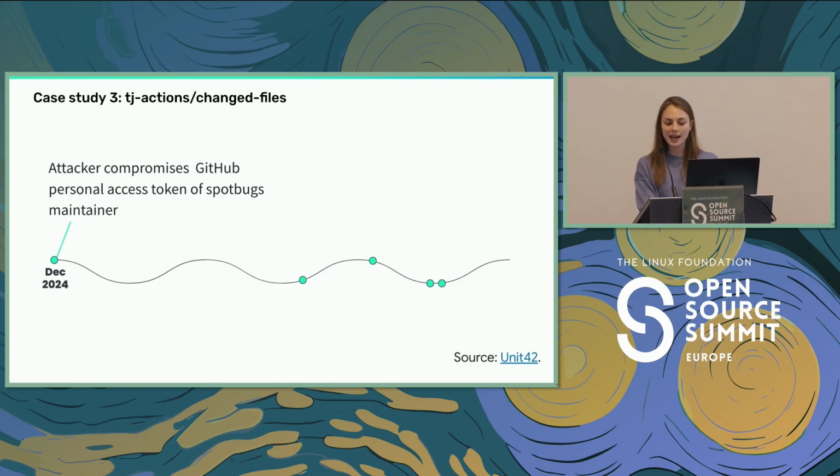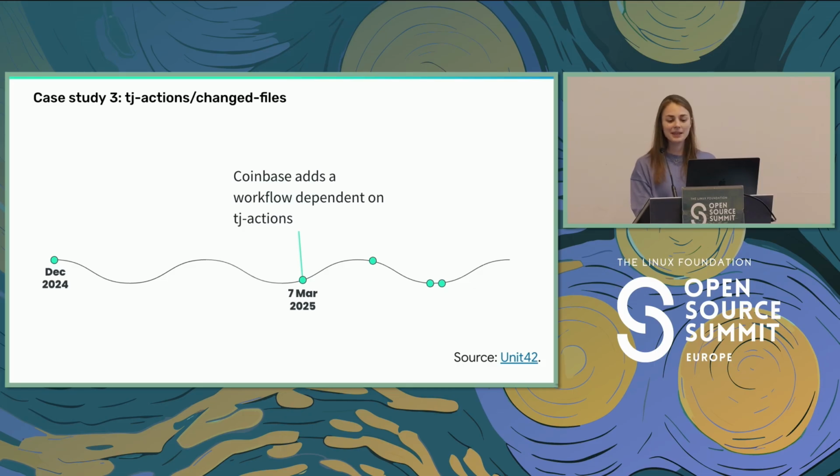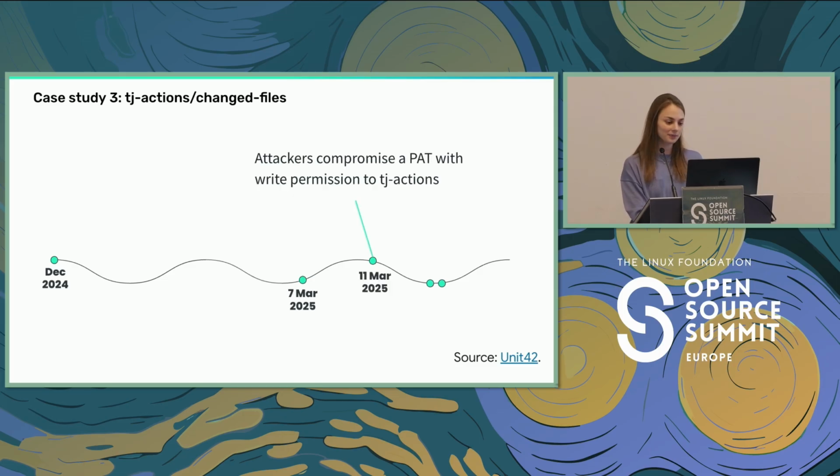The first steps in this attack took place several months before the attack on the actual tj-actions/changed-files action itself. In December 2024, attackers abused a workflow in a separate repository to leak a GitHub personal access token of one of that repository's maintainers. They then took no action for 3 months. Seems like they were waiting patiently for the right target to become available, because when the cryptocurrency exchange Coinbase added a workflow dependent on tj-actions/changed-files, the attacker quickly sprang into action.